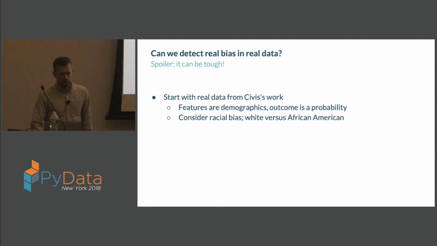So to start off with, we're going to work with a data set from one of our consulting engagements. The features here are largely demographics and socioeconomic type indicators. And the outcome is the probability that a person will sign up for the services of a state agency. And what we're going to look at is we're going to try to assess racial bias. So we're going to look at modeled outcomes for white people versus black people.